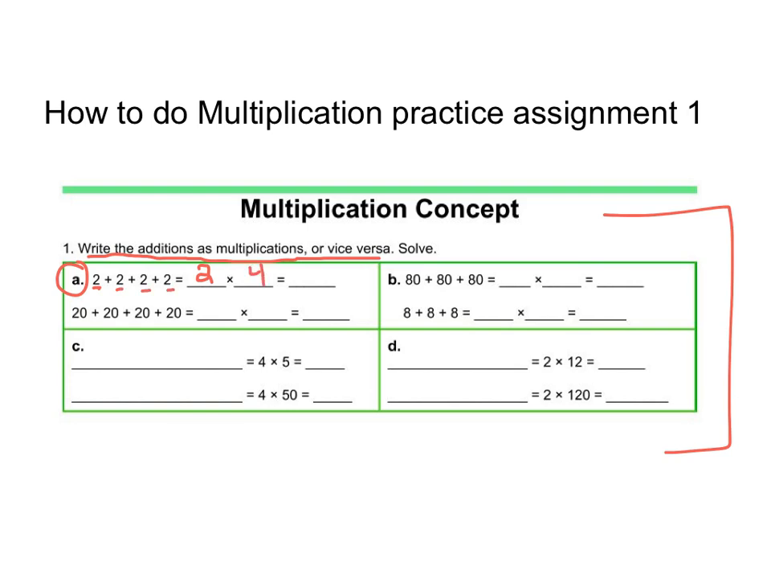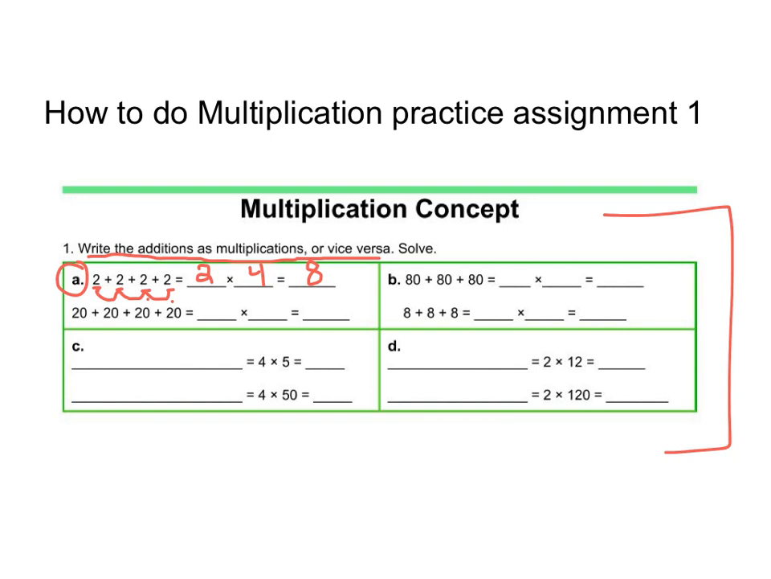So the main idea is multiplication is like addition. So it's like adding. We could add 2 plus 2 plus 2 plus 2. Or we could write it 2 times 4. 2 times 4, what is that? Well, maybe you have it memorized, or maybe you could figure it out by adding. So 2 plus 2 is 4, 4 plus 2 is 6, 6 plus 2 is 8. That's how we get the answer, 8.